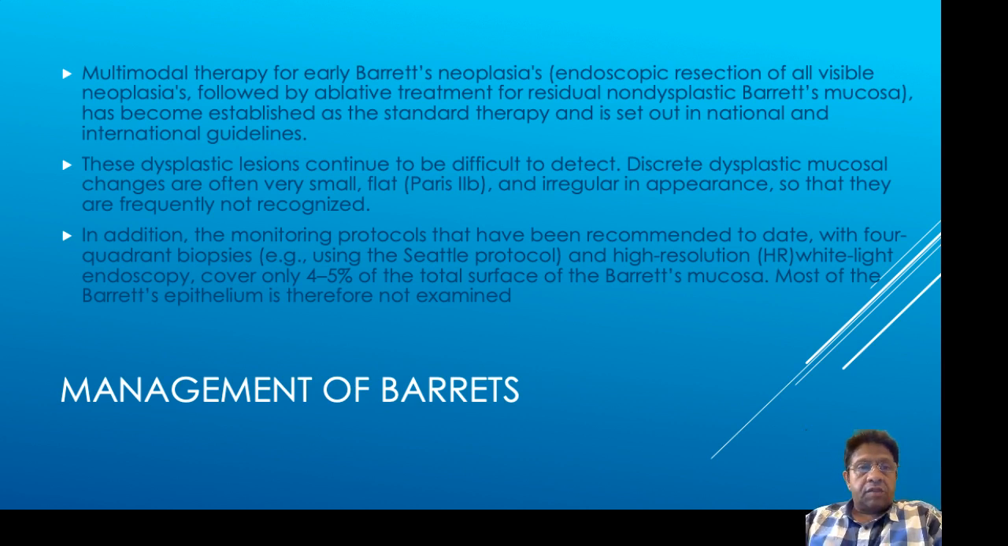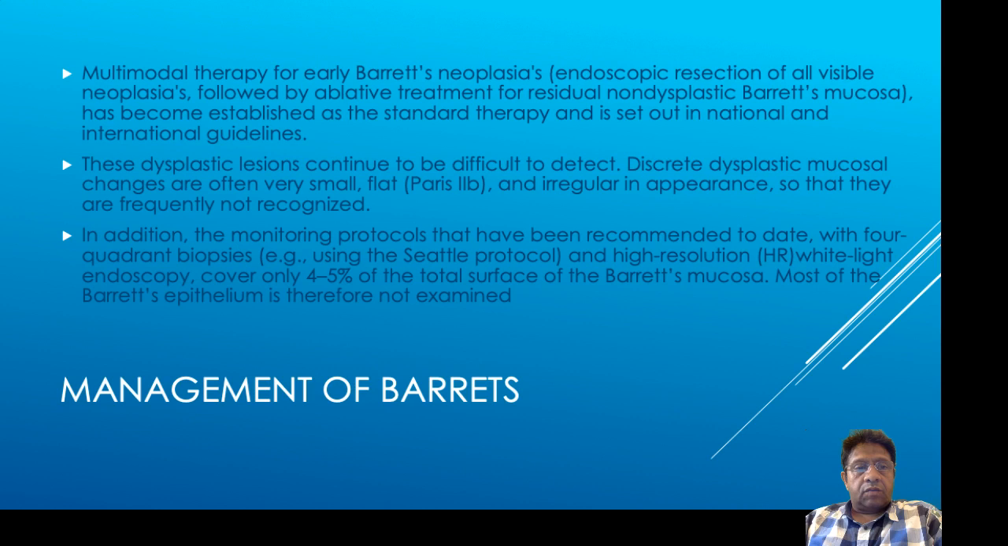With regard to management of Barrett's, multimodal therapy for early Barrett's neoplasia, that's endoscopic resection of all visible neoplasias, followed by ablative treatment for residual non-dysplastic Barrett's mucosa, has become established as the standard therapy and is set out in national and international guidelines. These dysplastic lesions continue to be difficult to detect.